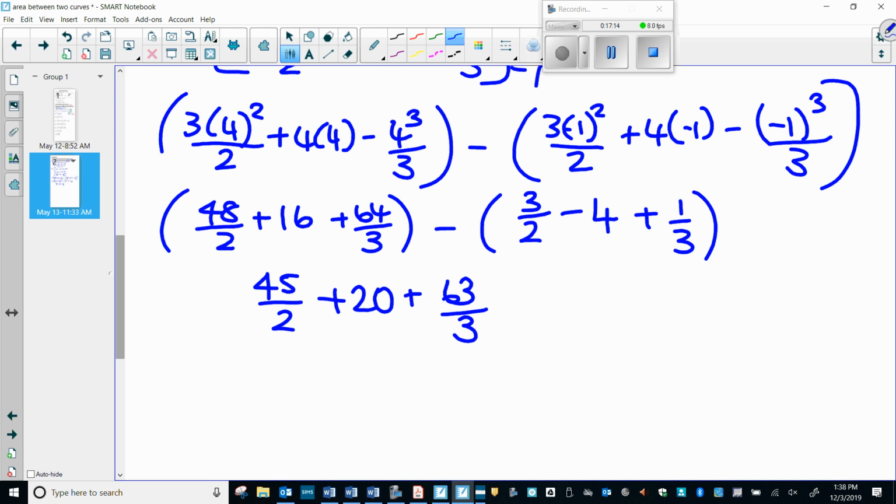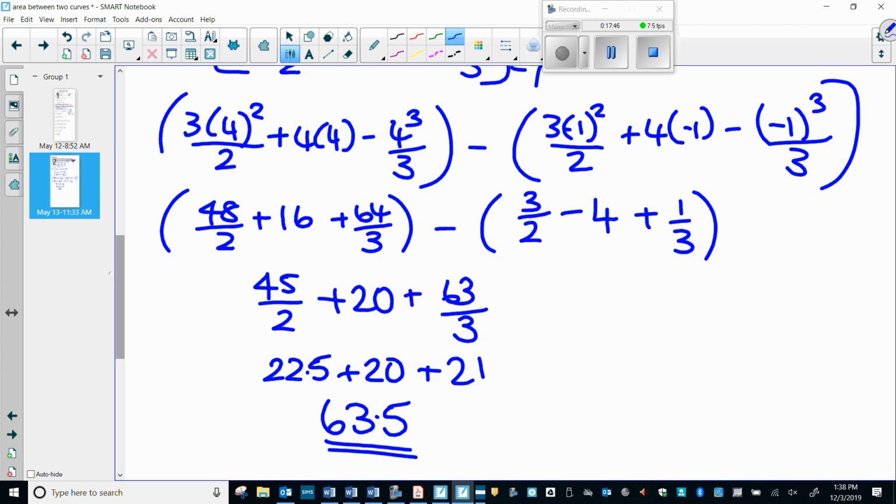So 45 over 2 is 22.5, plus 20, and then we've got 63 over 3. 3 into 6 goes twice, and 3 into 21 is 7, so it's 21. So 20 and 21 is 41, plus 3.5... 44.5. That's the answer. That's what we have to do.